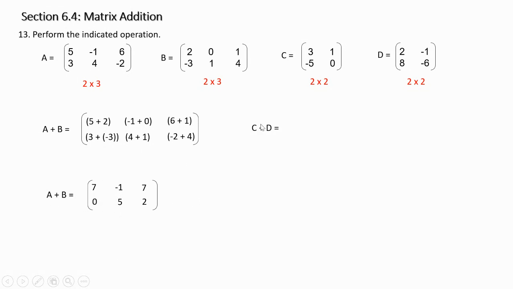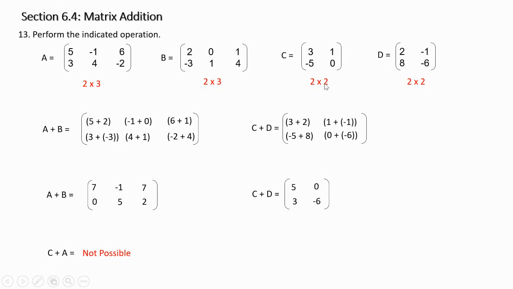How about C plus D? Again, C is a 2 by 2 and D is a 2 by 2. So yes, it can be done. So 3 plus 2, 1 plus negative 1, negative 5 plus 8, and 0 plus negative 6. So the matrix C plus D equals 5, 0, 3, negative 6. That's my result. Now, how about C plus A? C is a 2 by 2 and A is a 2 by 3. So this cannot be done because they're not the same size.